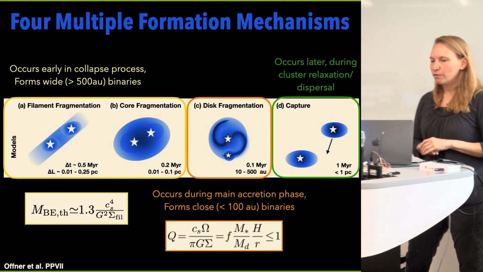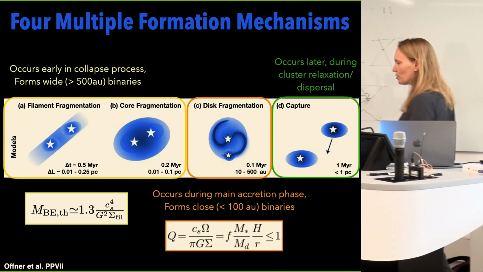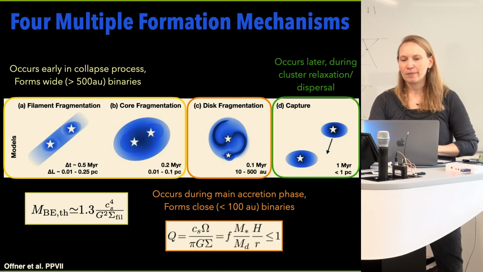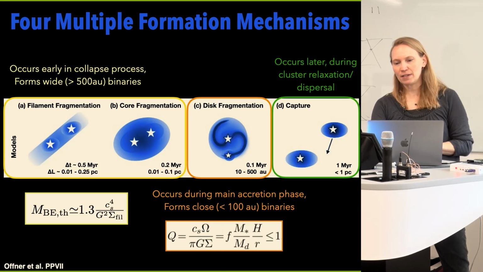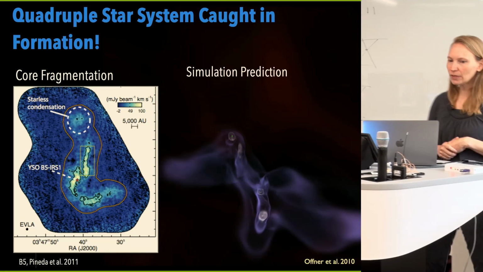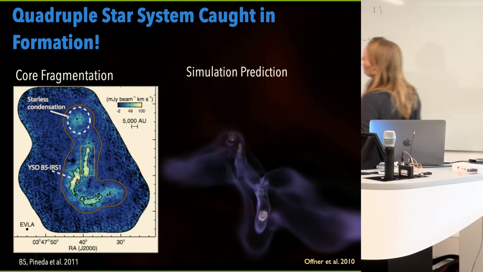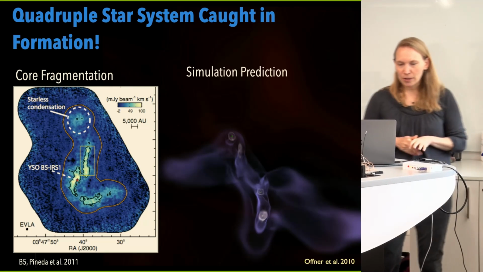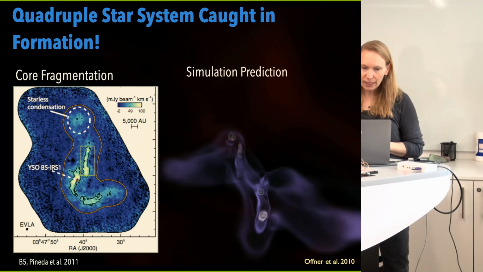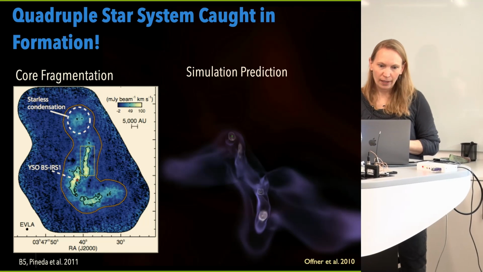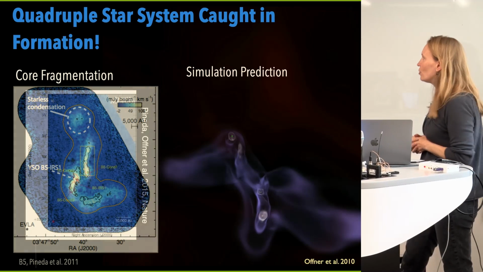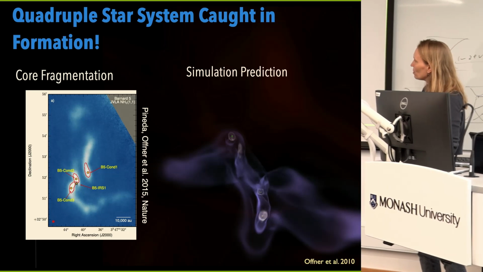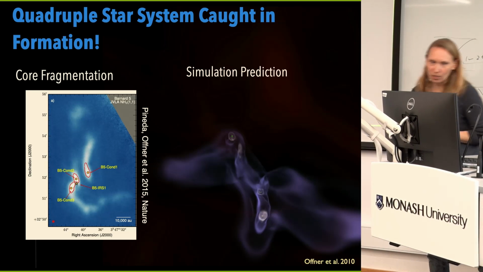Okay, so for all those mechanisms, the good news is that we have observed all of them, or at least we have alleged, fairly convincing examples of all of them. So here's one example of core fragmentation. This is B5. This was followed up with the BLA in 2015. And it resolves into what looks like 3 compact structures together with a protostar.